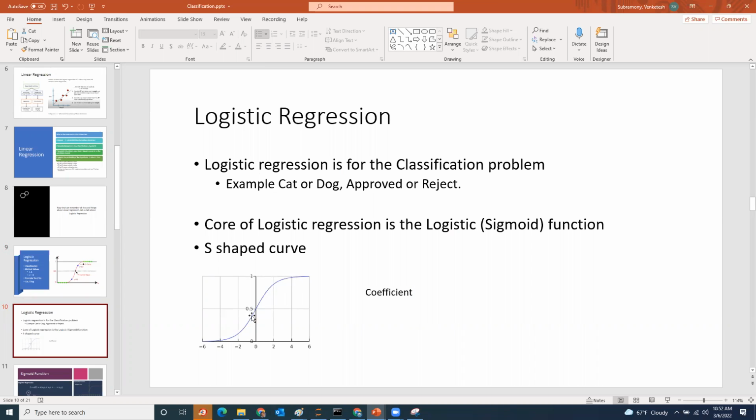For example, 0.5 and above is dog, and 0.5 and below is cat; or loan approved can be 0.5 and above, and 0.5 and below is not approved. So we can come up with a logistic regression algorithm. This is called a sigmoid function, the S function, we use it. And I will explain a little bit more about the coefficient.